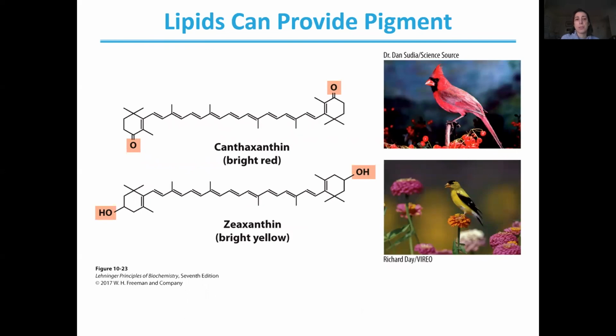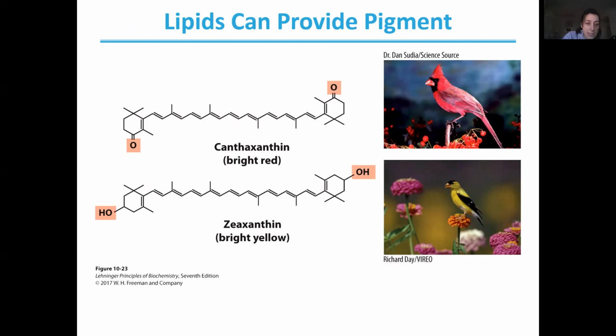Here's one of those examples of pigments, just so you can see. Again, this is another type of lipid structure. Here we're showing two lipids that are responsible for pigments in different birds. One gives a bright red color that you usually see in things like cardinals, and the other gives a bright yellow color, which you might see in something like a goldfinch.